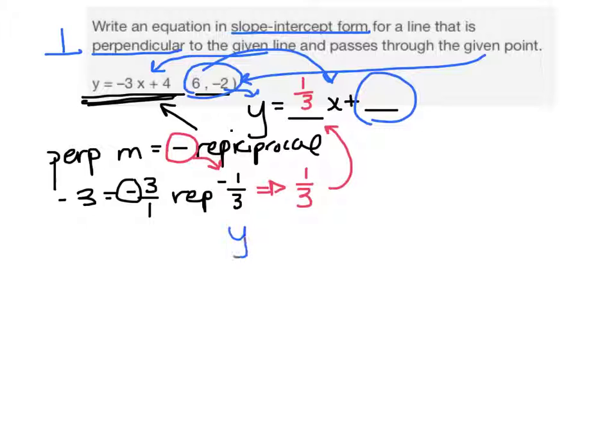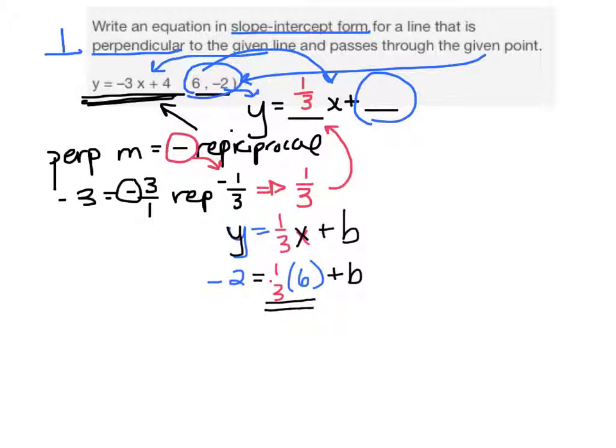So we have y is equal to 1/3 x plus b. And we're going to put our point's negative 2 in for our y, and we will put the other part of that point, the 6, in for our x. We can then solve 1/3 times 6, that's going to equal 2, plus b on one side, and we have negative 2 on the other side.